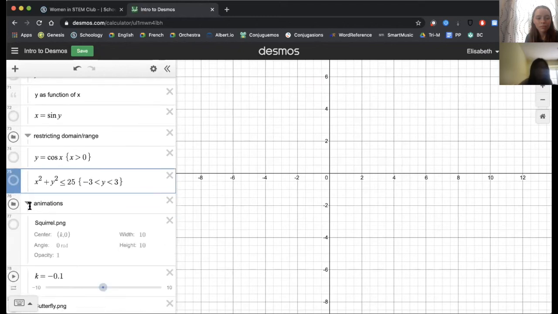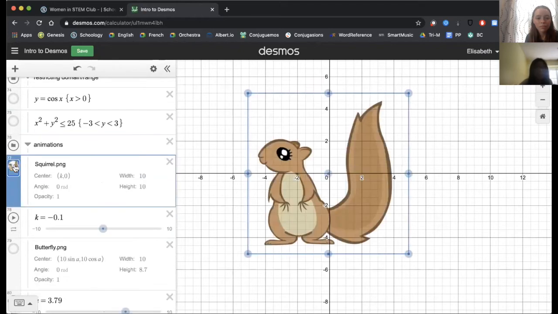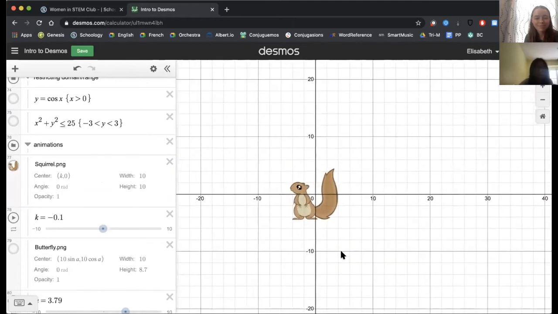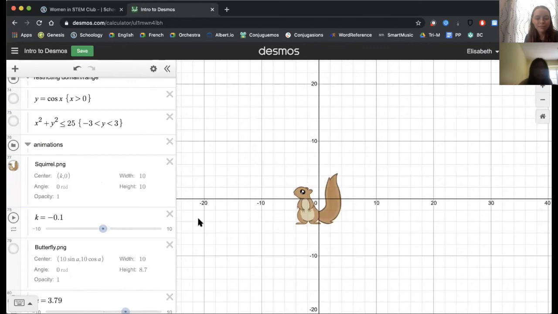So a super cool thing about DESMOS is that you can also do animations. So here's my little squirrel friend right over here, and he's just standing still. But let's say maybe he wants to move left to right. So let's make him move left to right.